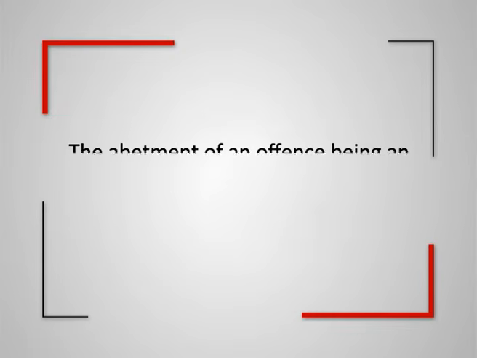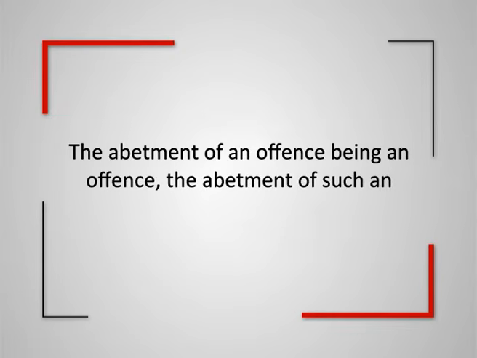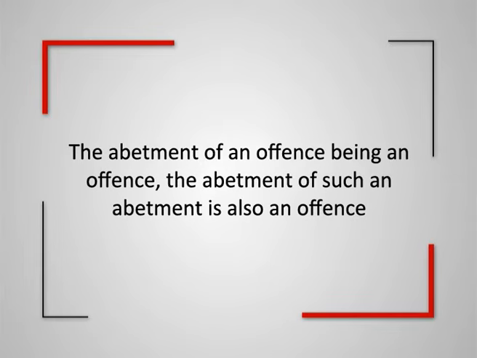It is not necessary that the person abetted should be capable by law of committing an offence or that he should have the same guilty intention or knowledge as that of the abettor, or any guilty intention or knowledge. The abetment of an offence being an offence, the abetment of such an abetment is also an offence. A instigates B to instigate C to murder Z. B accordingly instigates C to murder Z, and C commits that offence in consequence of B's instigation.